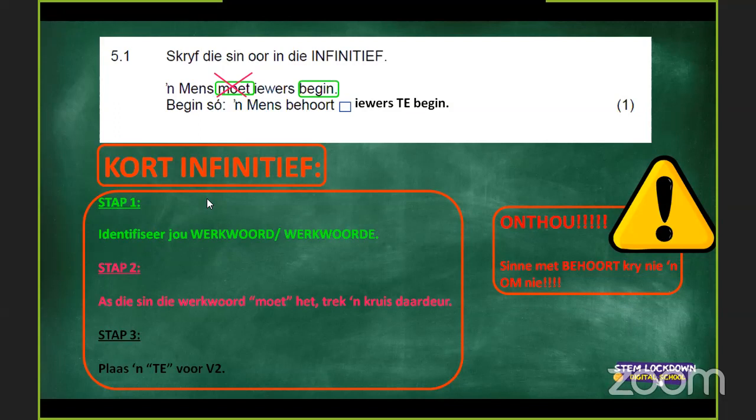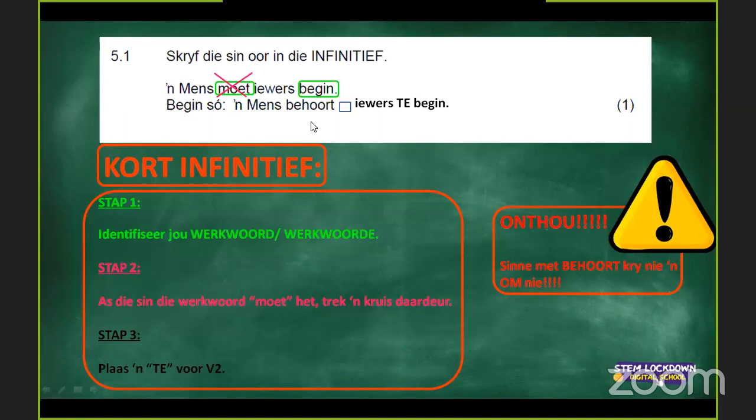Okay, so if I now follow my steps and I look at this given sentence, dan sien 'n mens, 'n mens, I've identified my verbs, moet begin, I cross out my moet, and I'm going to add my te in front of the verb, 'n mens, iewers, te begin. Okay, so dis eintlik 'n maklike sinnetjie. It's actually easy to do a sentence in the short infinitive. If they've asked you to write it starting with a mens woof, right, then you must just remember to add the nie. A mens woof nie iewers te begin nie. Okay, so if it was a sentence that had a woof, it works exactly the same.